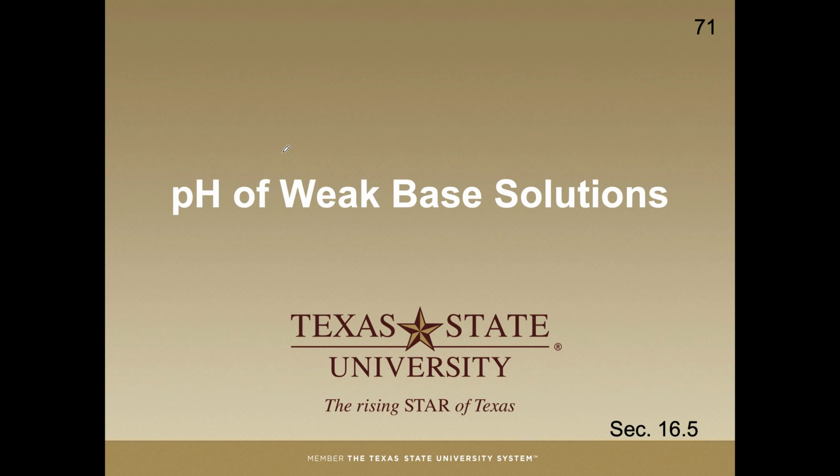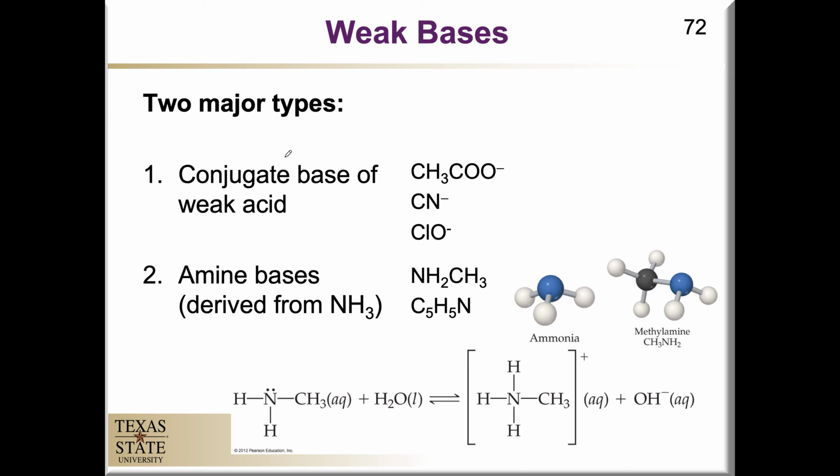Hello everybody. In this video we're going to talk about how to calculate the pH of a weak base solution. So first of all, there's actually three major types of weak bases. I forgot to put the first version, which let's call it number 0, which is actually the weak bases that are metal hydroxides that are not from group 1 or from the group 2 metal hydroxides.